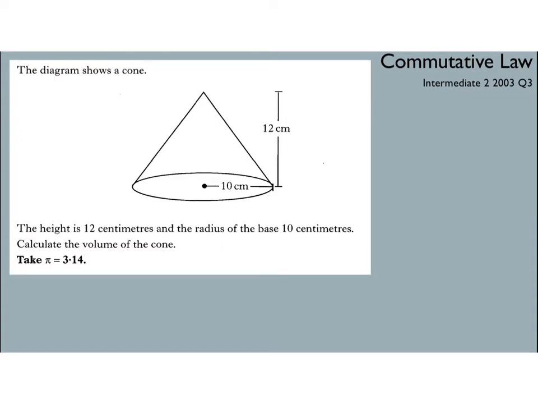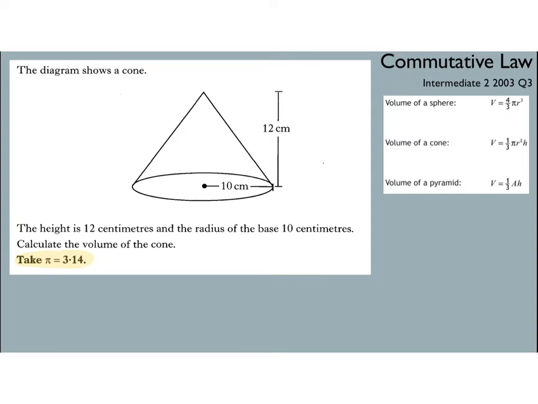Okay, here's question number 3. The diagram shows a cone. The height is 12 centimetres and the radius of the base is 10 centimetres. Calculate the volume of the cone. Again, because it's non-calculator, they're telling you to use pi as 3.14. And here the formulas have just popped up. So again, choose the appropriate formula and off you go. Click pause and work it out.